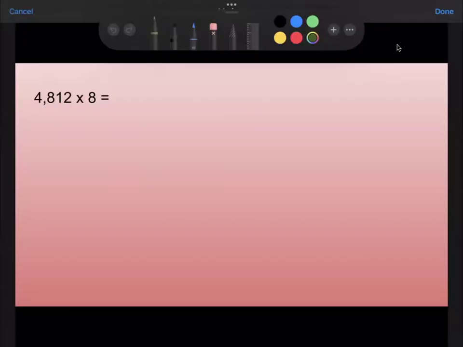Okay, here's our next example. We're going to multiply 4,812 times 8. And for this one, I'm going to use the standard algorithm. So I'm going to go ahead and put the number that has the most digits on the top. In that case, that would be the 4,812, and then times 8.